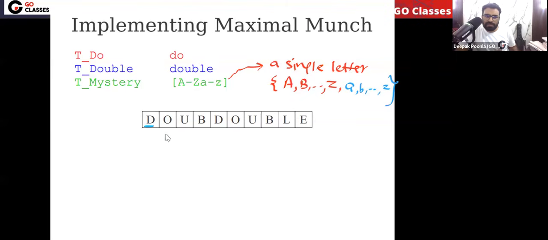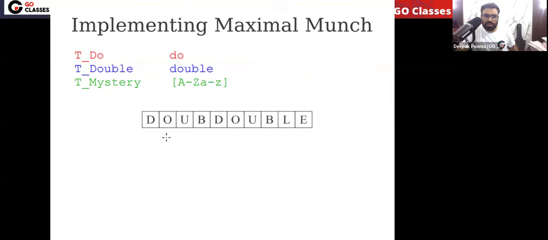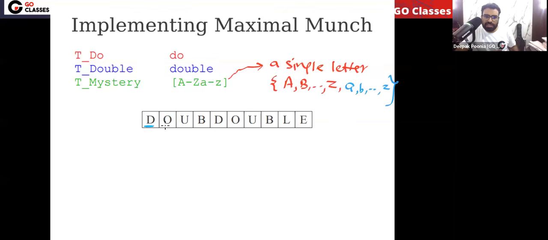Now when you read this D, who is in the race? All of them, yes or no? Because this is a single letter, this is DO, this is DOUBLE. So when you read this character, all three tokens are in the race. Okay, so what do we do? We go long. So let's go long. Here you will read this O.